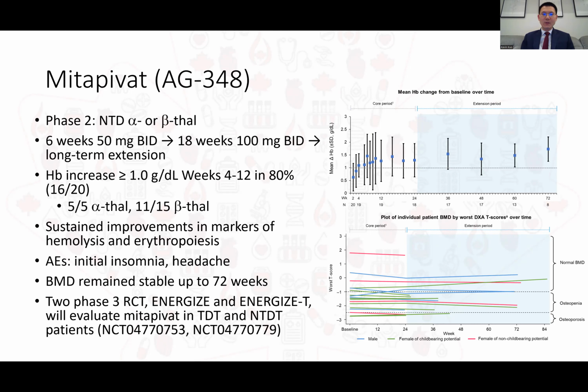Hemoglobin increase of at least 1 gram per deciliter between weeks 4 to 12 was achieved in 80% or 16 out of 20 patients. All 5 out of 5 alpha thalassemic patients and 11 out of 15 beta thalassemic patients achieved this primary endpoint. Sustained improvements in the markers of hemolysis and erythropoiesis can also be seen.